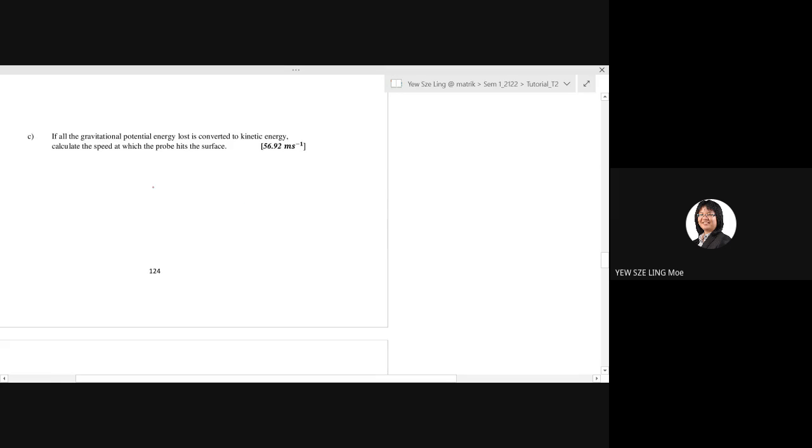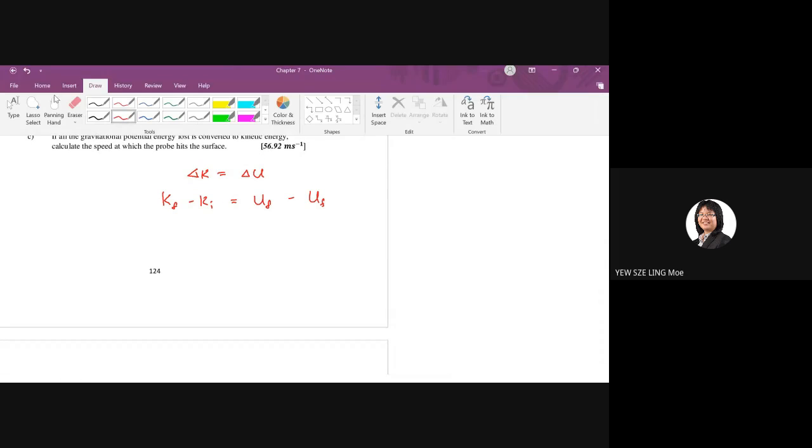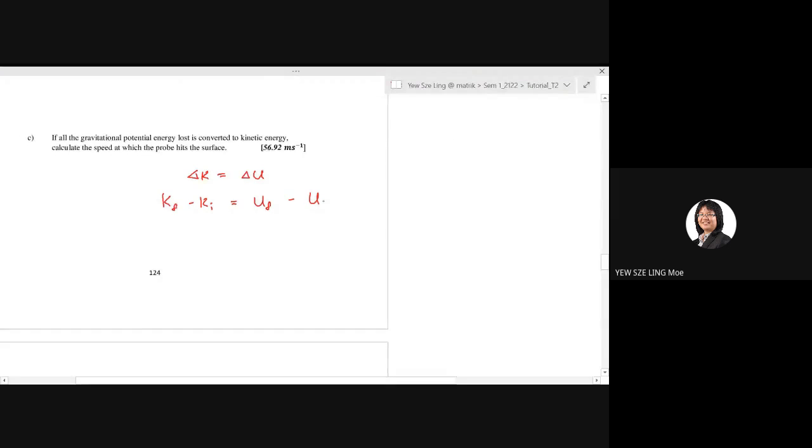In this case, the change in kinetic energy is equal to the change in potential energy. Why? Because we know energy can only be transformed from one form to another. You cannot create energy or destroy energy. What can happen is it's transformed from one form to the other. So we have K final minus K initial equals U final minus U initial. Sorry, U initial, not final.